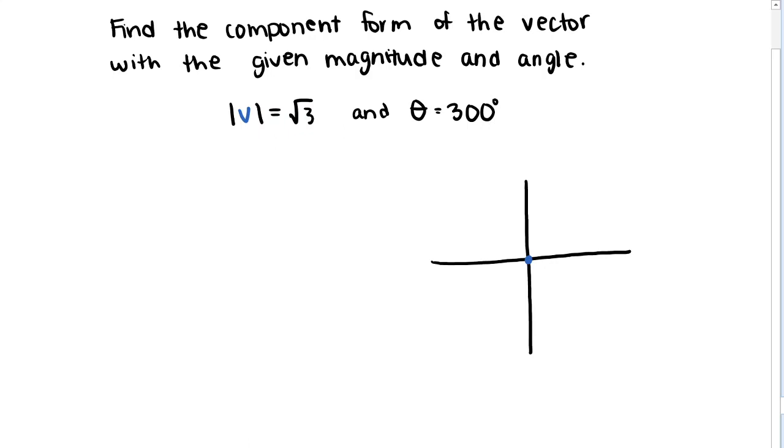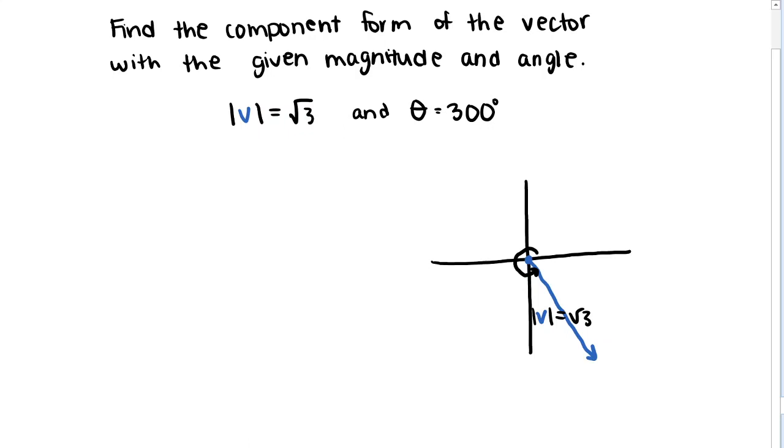Well, it's got an angle of 300 degrees. So 300 degrees, that's 60 degrees shy of a full 360-degree rotation. And it's got a length of the square root of 3. So here, this is my vector v. And here, I should note that the magnitude of v is the square root of 3. Okay, so this is a picture we should have in mind for our vector.